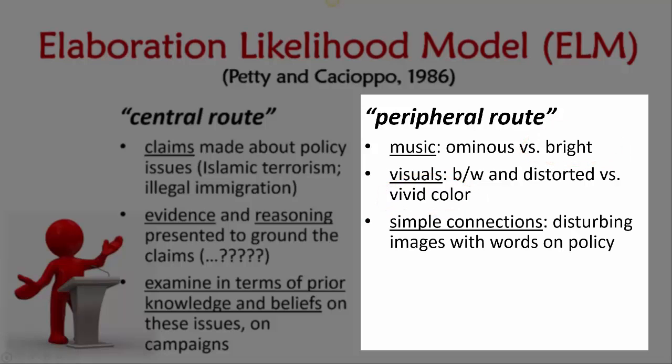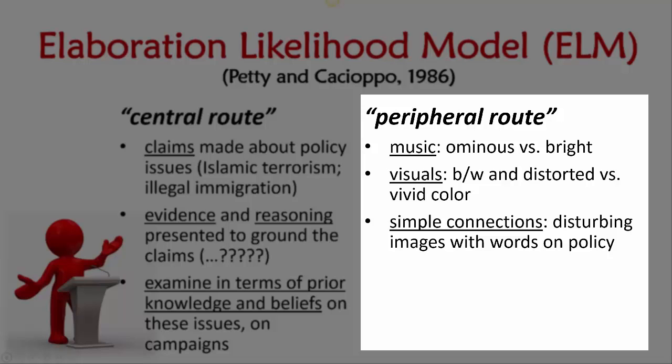There are very simple connections being made when the images are placed on screen at the same time as the words on policy. So when there is text on the screen about the need to temporarily keep Muslims out of the country until we find out what's going on, we see the picture shift from folks in an airport to pictures of very disturbing looking terrorists. So a connection is being made visually between disturbing looking terrorists and the word Muslims.